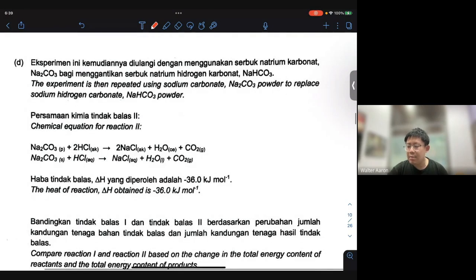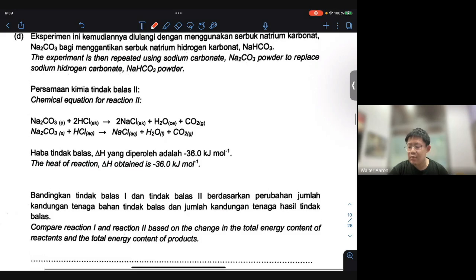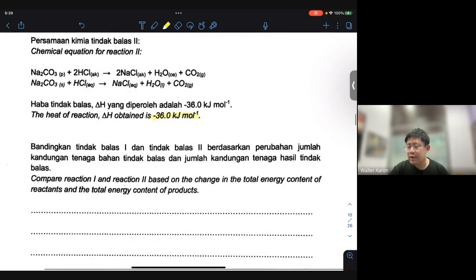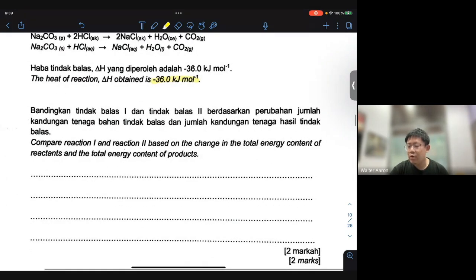All right, D. The experiment is then repeated using sodium carbonate powder only, to replace sodium hydrogen carbonate. Chemical equation number 2 will be this, and the heat of reaction obtained will be negative 36 kilojoules per mole. So now you see if you add in sodium carbonate instead of sodium hydrogen carbonate, you'll get an exothermic reaction instead. Then they ask you to compare reaction number 1 and 2 based on the total energy content of the reactants versus the total energy content of the products.